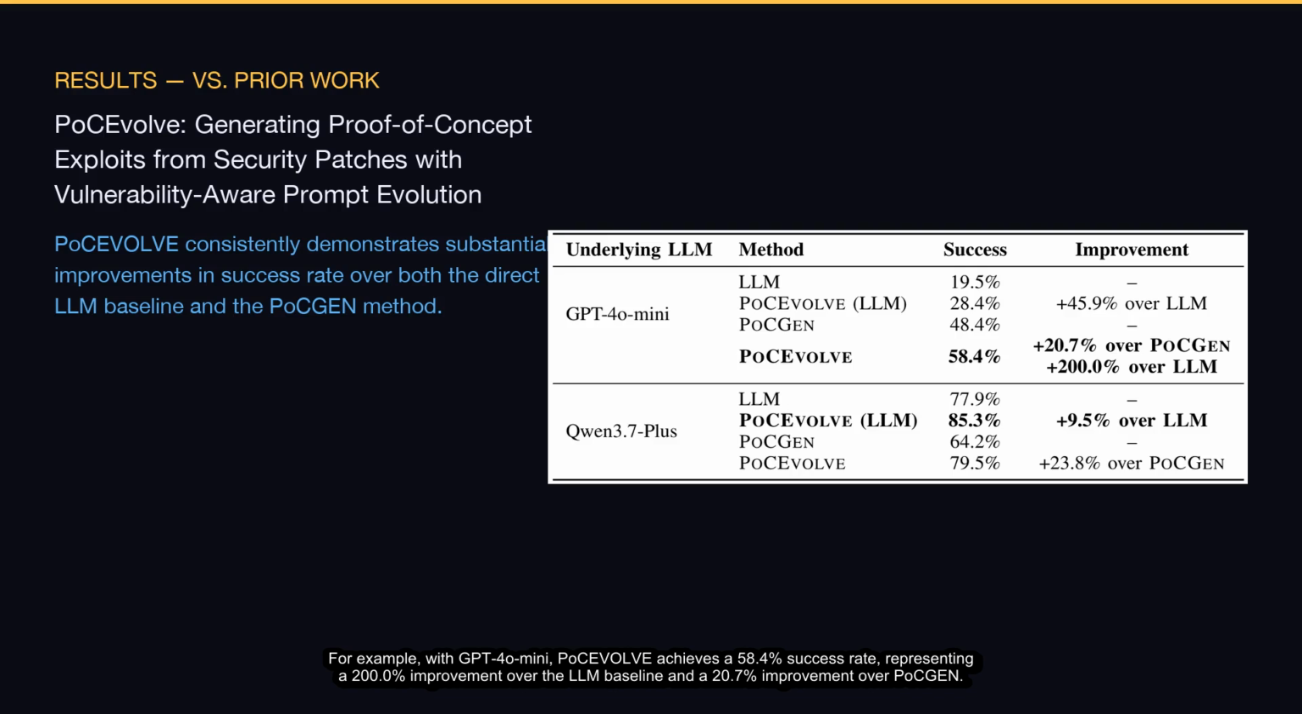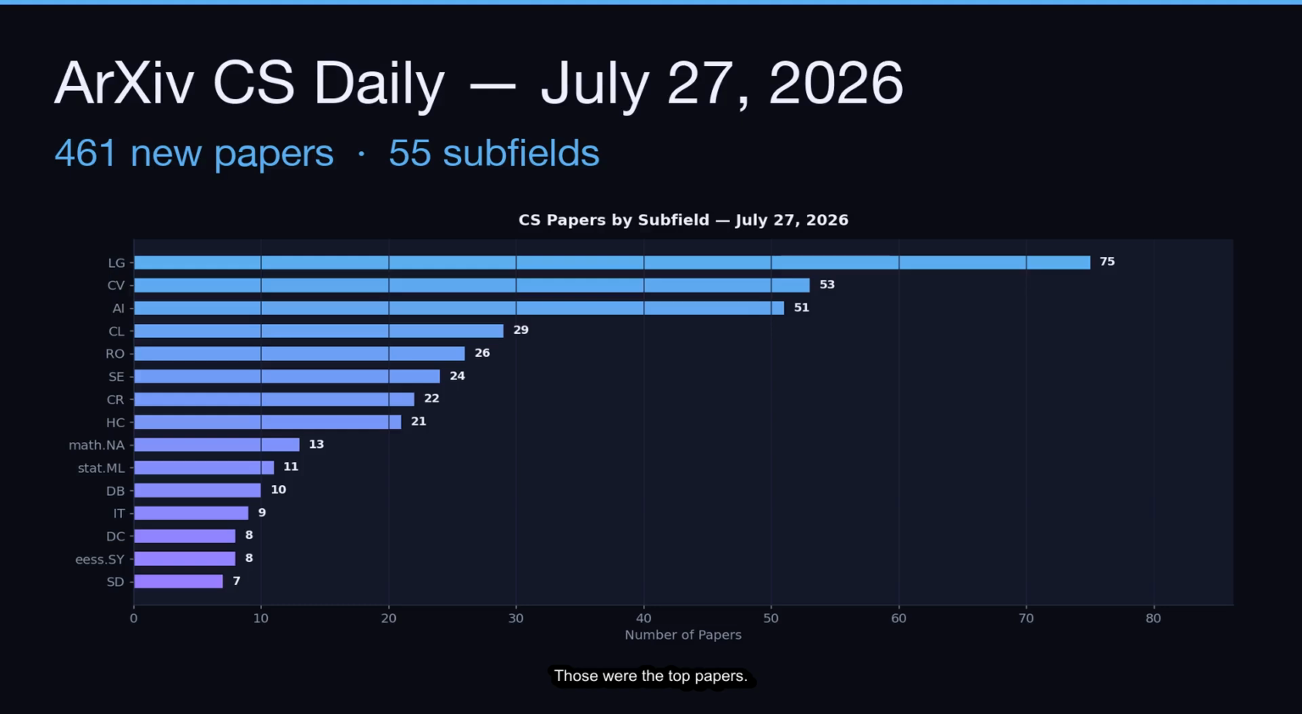For example, with GPT-4o Mini, PoCEvolve achieves a 58.4% success rate, representing a 200% improvement over the LLM baseline and a 20.7% improvement over PoCGN. Those were the top papers.